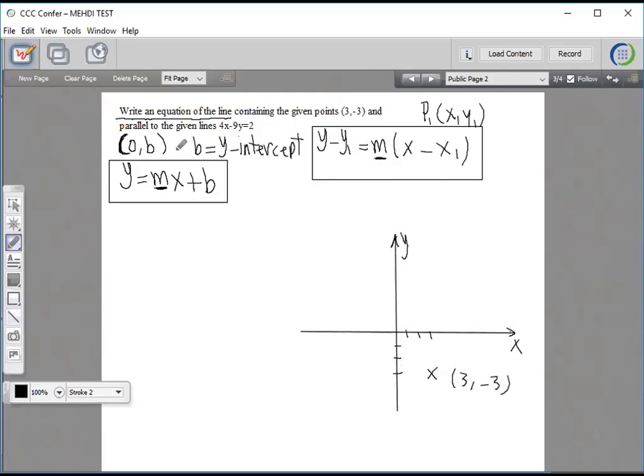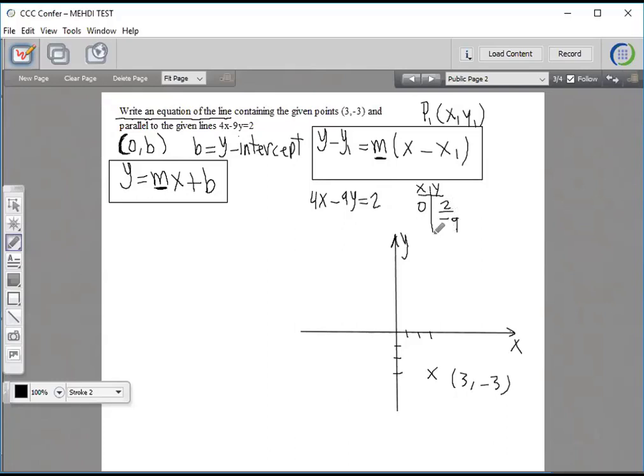And then it says it is parallel to this line. So I don't know the slope. However, somebody is giving me a reference line. I don't really have to graph this, but if I did graph this reference line, 4x minus 9y is equal to 2, and I pick a couple of points, if x is equal to 0, as you can see, y would be equal to 2 over minus 9.